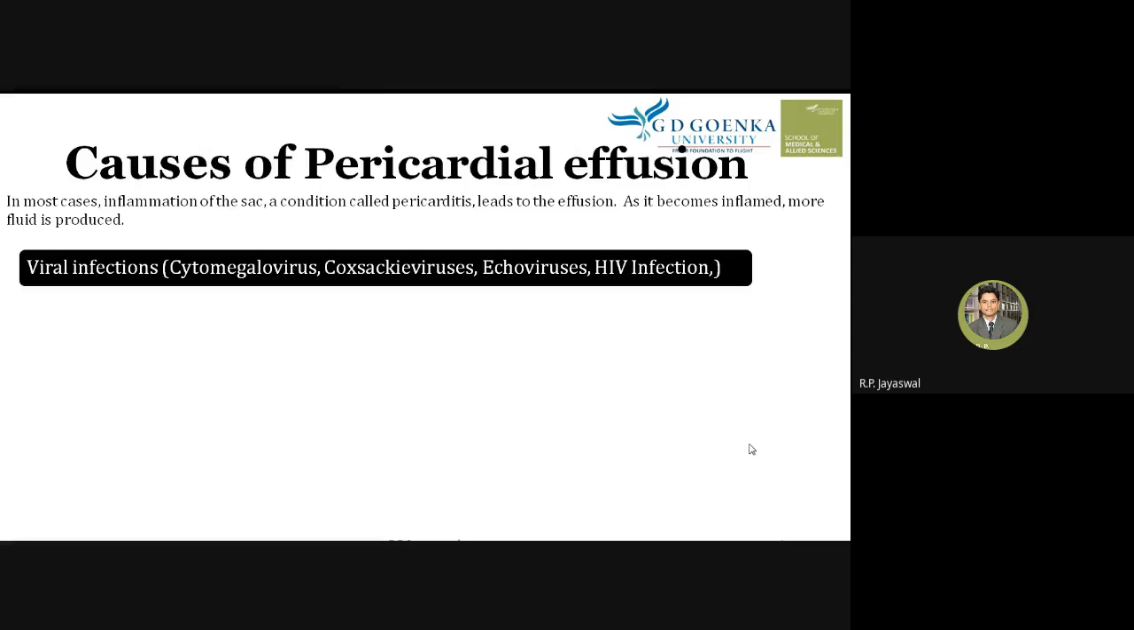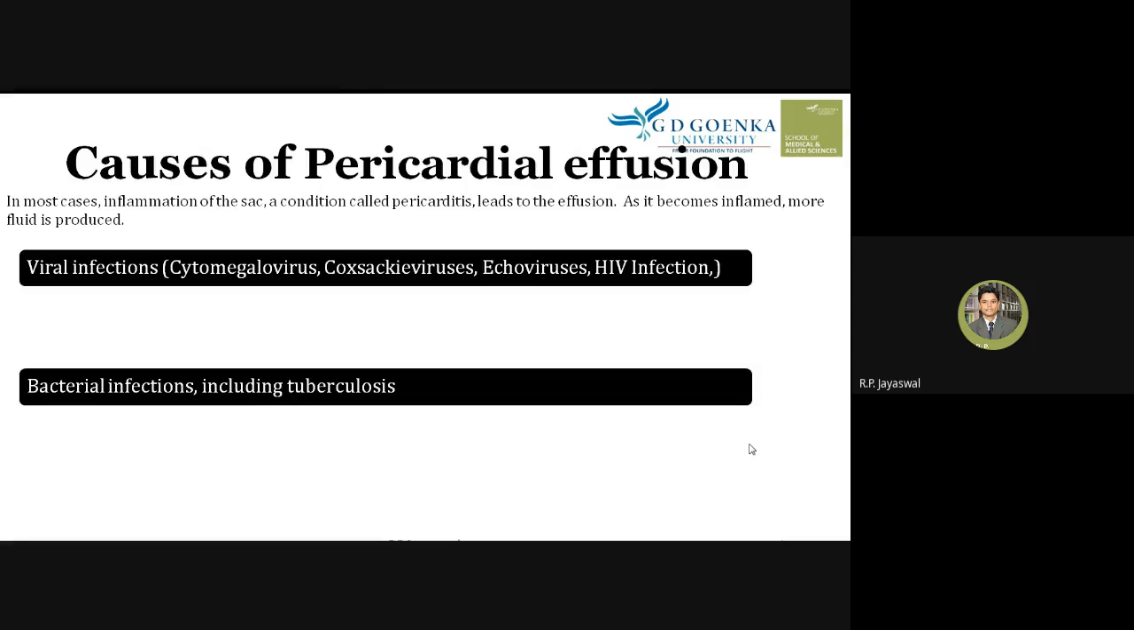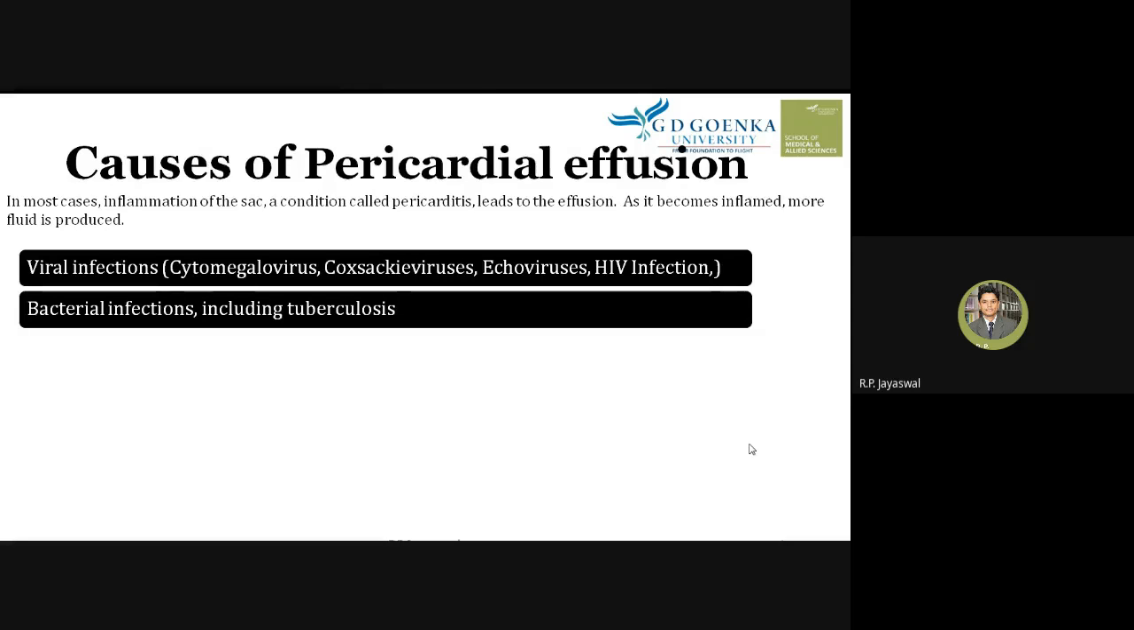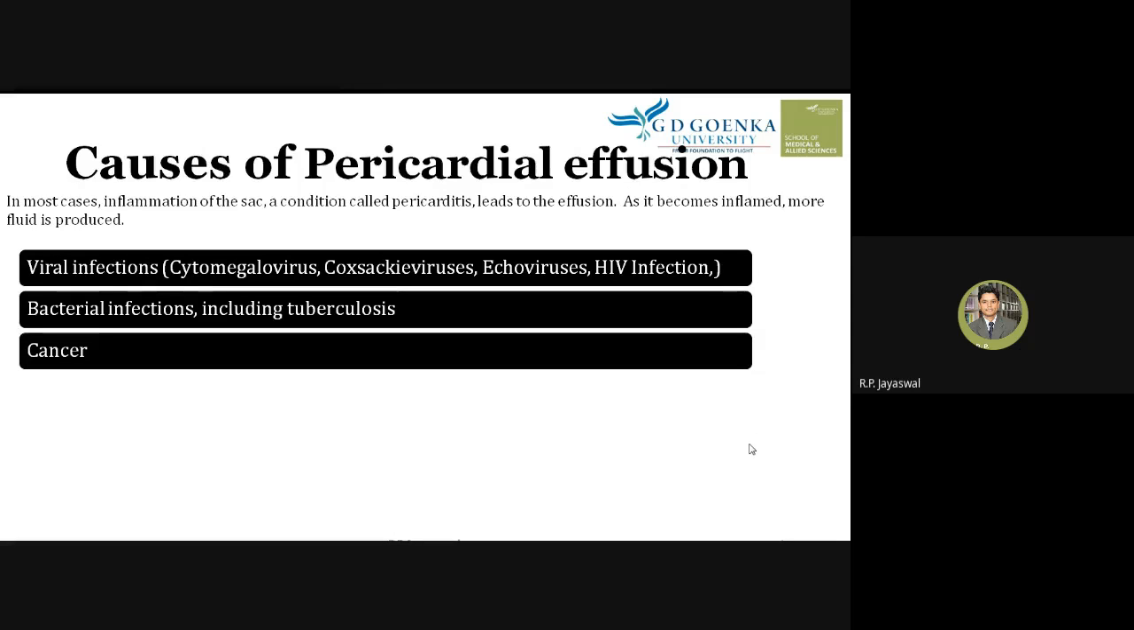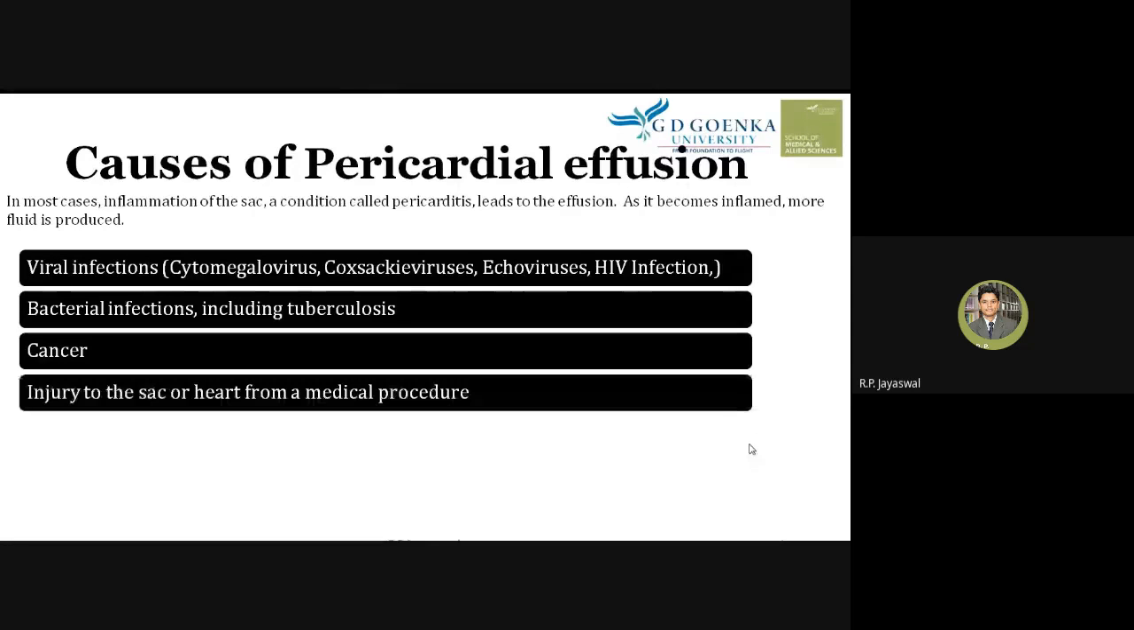These are the causes of pericardial effusion: viral infections caused by cytomegalovirus, coxsackievirus, echovirus, HIV; bacterial infections such as tuberculosis caused by Mycobacterium tuberculosis; cancer; injury to the sac, or harm from a medical procedure. When there is a medical procedure like surgery, there may be injury to the sac, and in response to the injury, fluid may accumulate within the pericardial cavity.